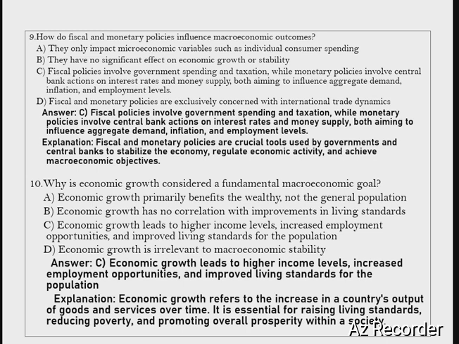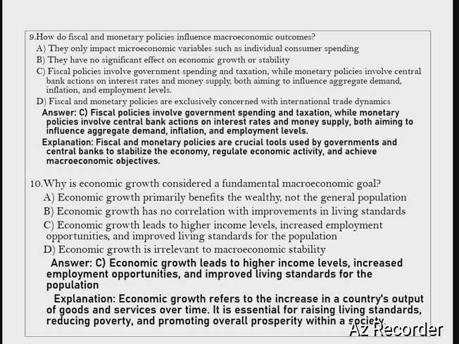Option A, they only impact microeconomic variables such as individual consumer spending. Option B, they have no significant effect on economic growth or stability. Option C, fiscal policies involve government spending and taxation, while monetary policies involve central bank actions on interest rates and money supply, both aiming to influence aggregate demand, inflation, and employment levels. Option D, fiscal and monetary policies are exclusively concerned with international trade dynamics. Correct answer is option C.